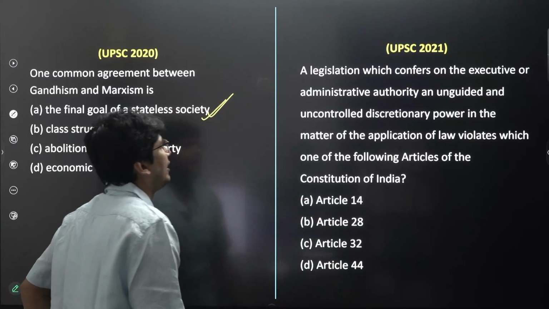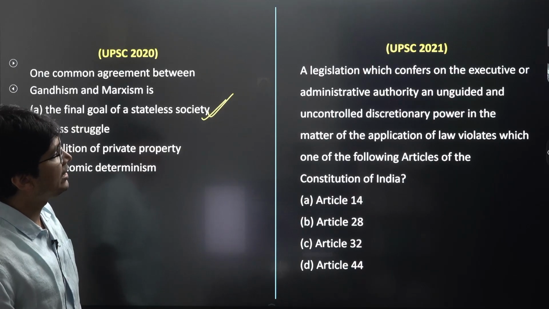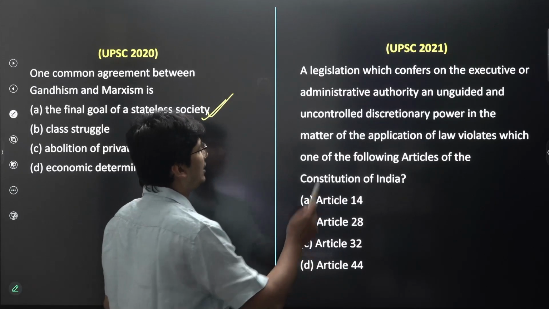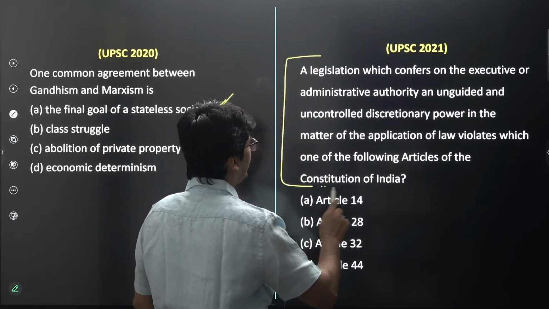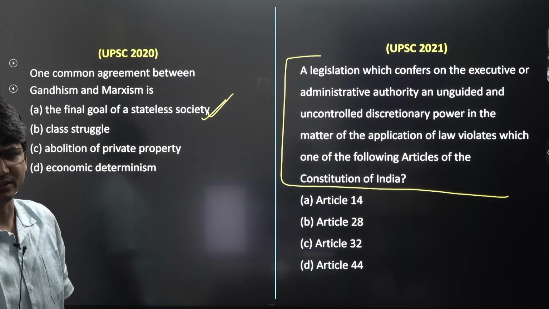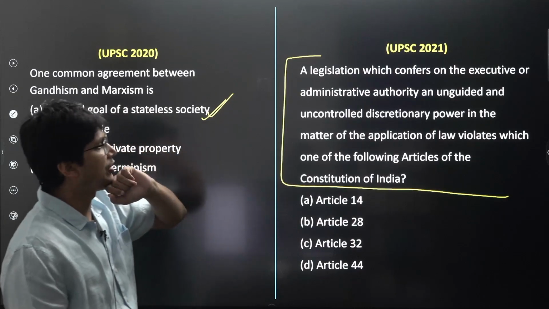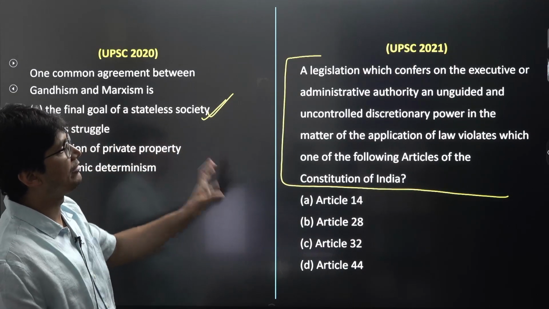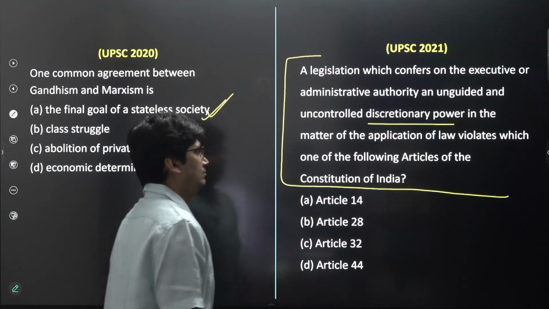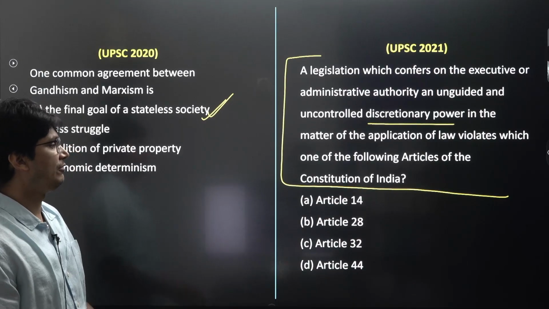This one, 2021: a legislation which confers on the executive or administrative authority an unguided and uncontrolled discretionary power in the matter of the application of law violates which one of the following articles of the Constitution of India? Such an elaborate definition of which of these articles? For that you have to know the article, of course. But in general, what is the meaning of this? A legislation which confers on the executive or administrative authority an unguided and uncontrolled discretionary power in the matter of application of law violates which one of the following?